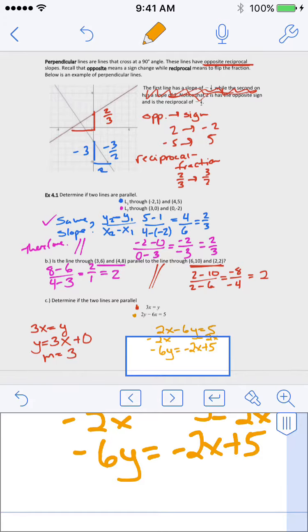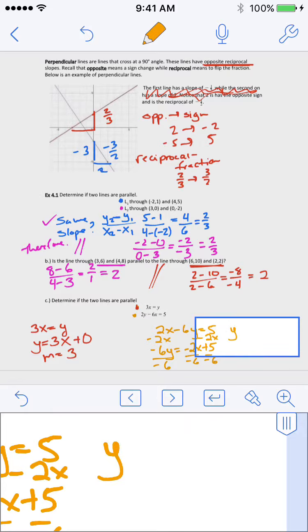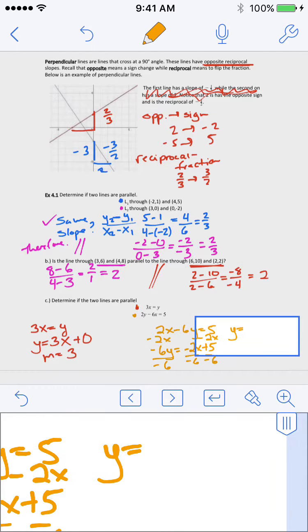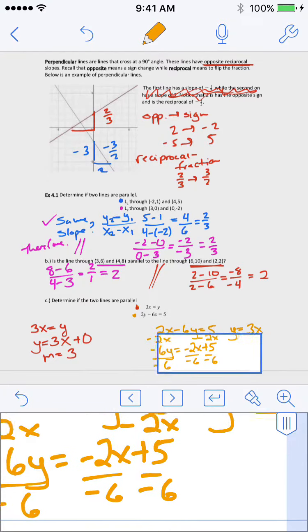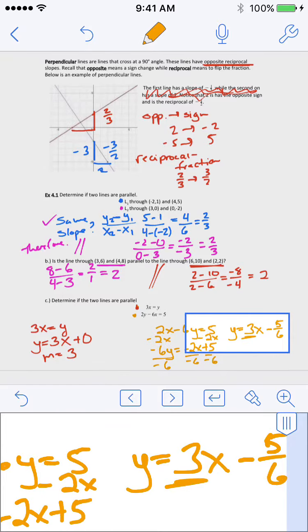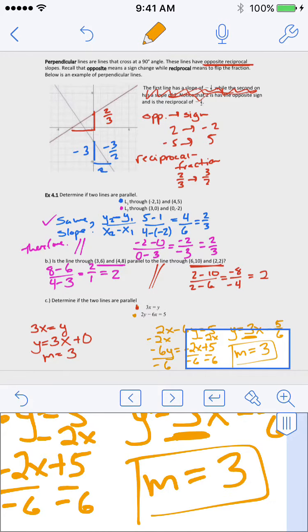It's again not quite solved all the way. So how am I going to get this y by itself? Divide it by negative 6. Remember, you got to divide everything by negative 6. Absolutely everything. I get y is equal to, well, negative 2 divided by negative 6 is going to be a positive 1/3 x. And then over here, a 5 divided by negative 6 is going to be a minus 5 over 6. And now it's in y equals mx plus b, which is great because I can figure out that right here, this 1/3 is our m, and the slope is equal to 1/3.